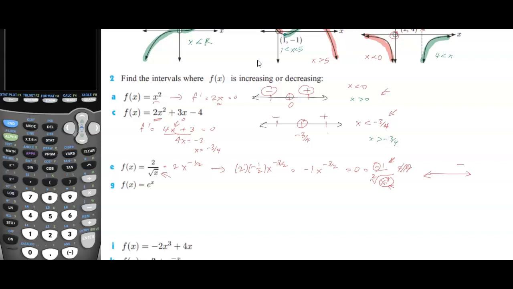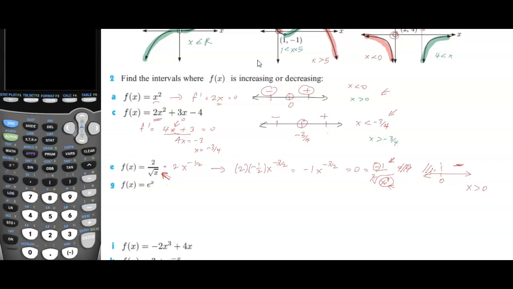So negative numbers, no. What about 0? 0 also no, because if we put 0 into the original function, we would end up with an invalid value also. It'll be an asymptote because it would be 2 divided by 0. So in this case, we're going to have an asymptote at 0. Otherwise it's going to be decreasing whenever you put in a positive number, and negative numbers are illegal. So our sign diagram basically says that there's a decreasing interval, x is greater than 0. Otherwise, there's no increasing interval.